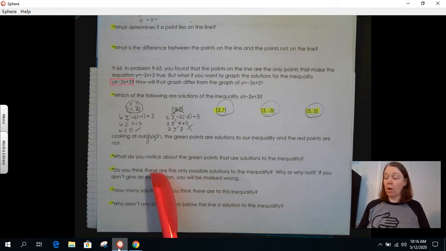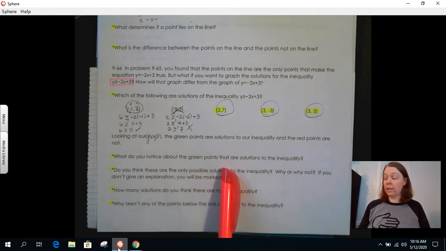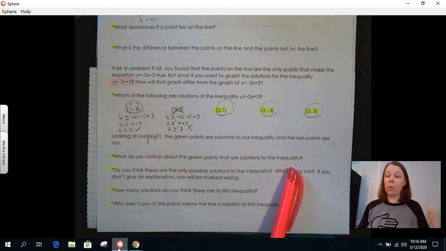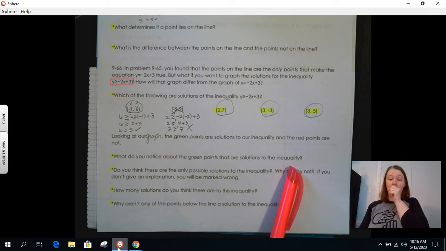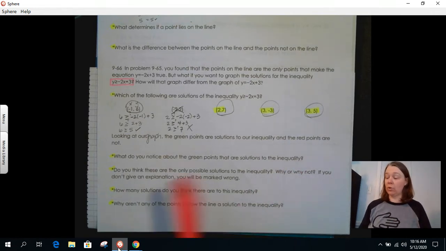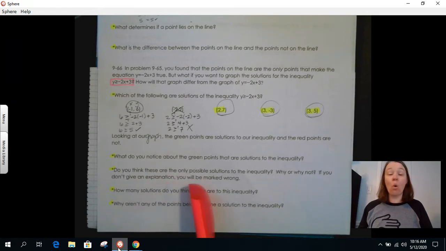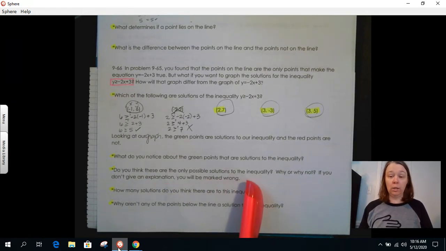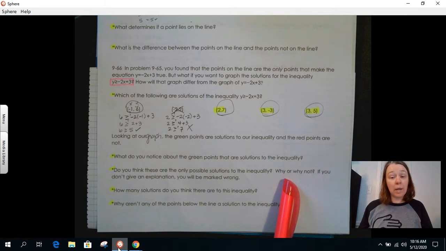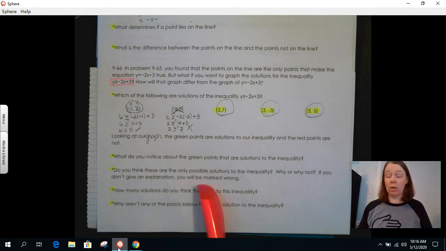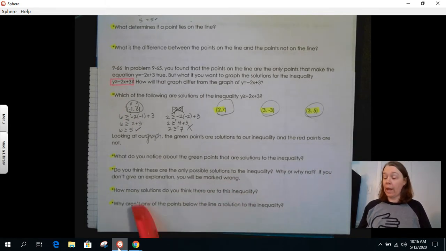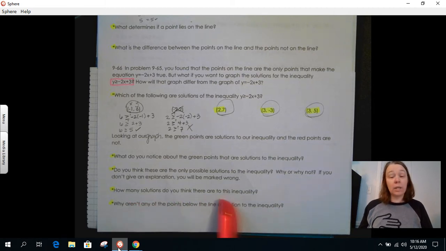So we want to think about, what do we notice about the green points that are solutions to the inequality? What are you noticing about where they're located on the graph? You might want to take some notes on this as you're looking at the graph, because like I said, I'm going to ask you these questions. Do you think these are the only possible solutions to the inequality? Why or why not? And in the Edpuzzle question, make sure that you're giving an explanation, otherwise you will be marked wrong. Okay, how many solutions do you think there are to this inequality? And then why aren't any of the points below the line a solution to the inequality? Okay, so let's take a look at this graph.